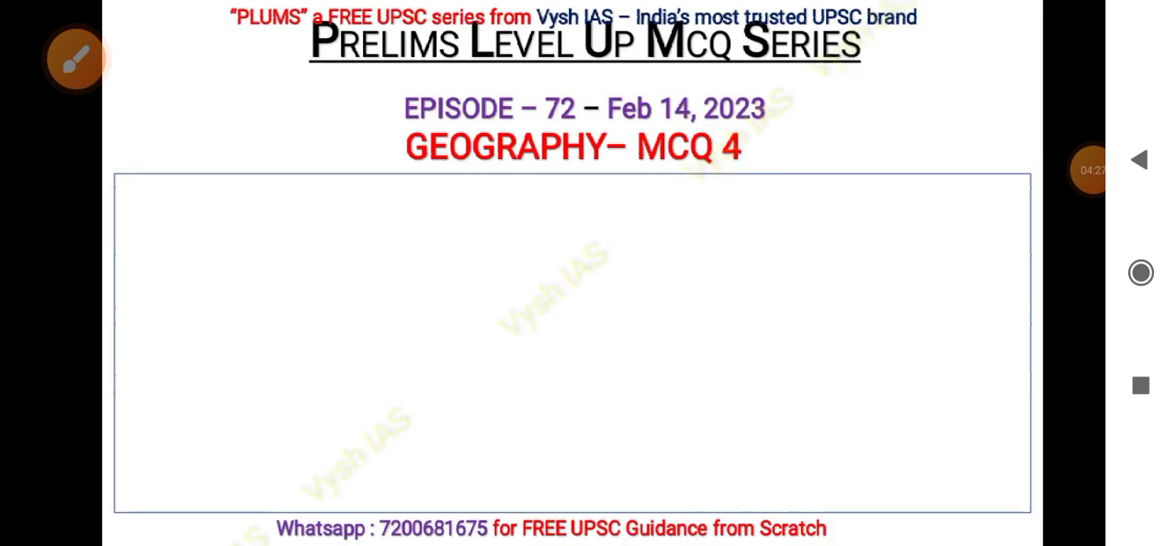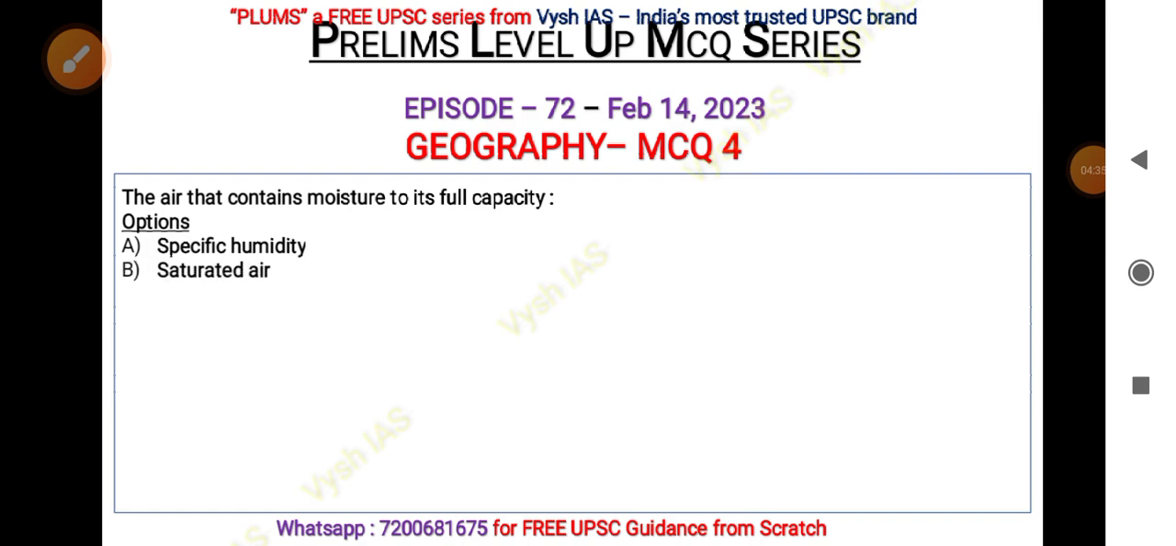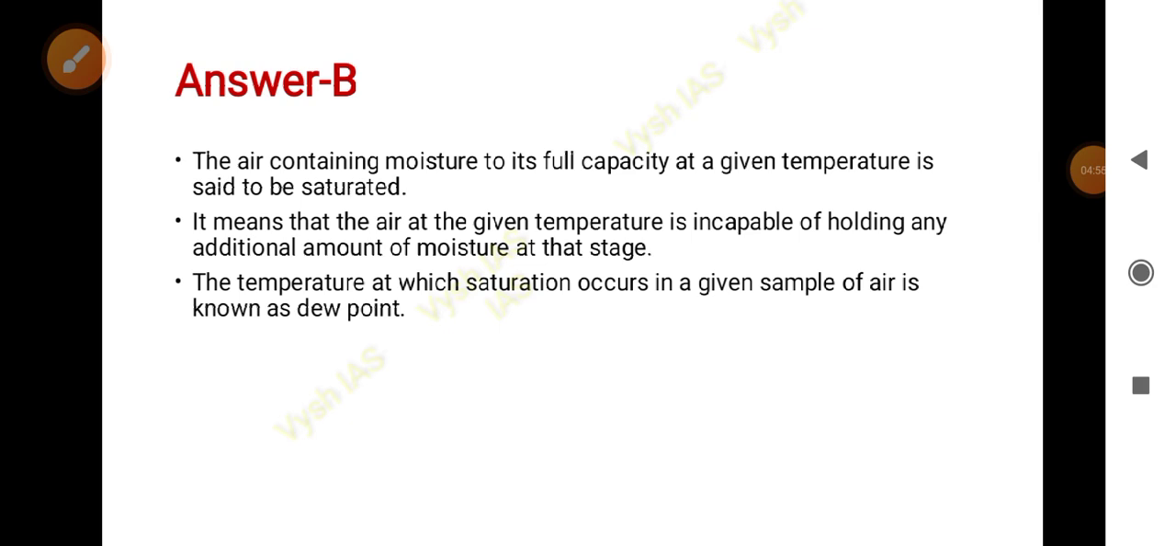Please remember this. Now the fourth question: the air that contains moisture to its full capacity, what is it called? This also, I think, is a very easy question. All of you should be able to answer this. Options are specific humidity, saturated air, relative humidity, absolute humidity. Now let us see the answer. Answer is B, saturated air.